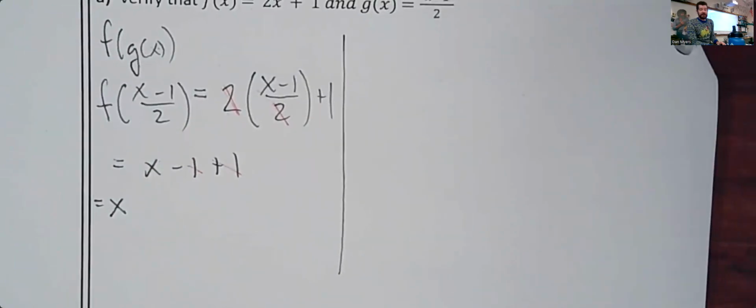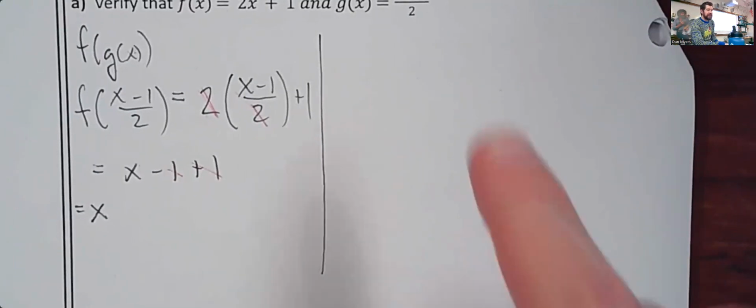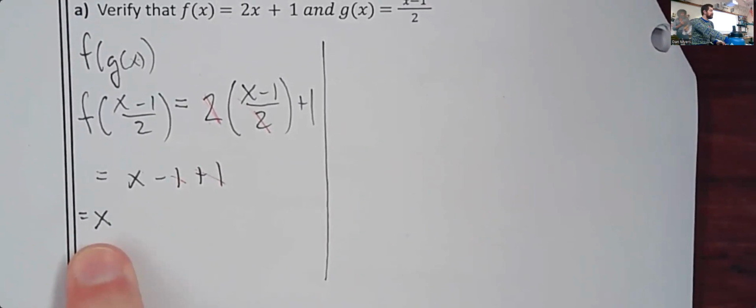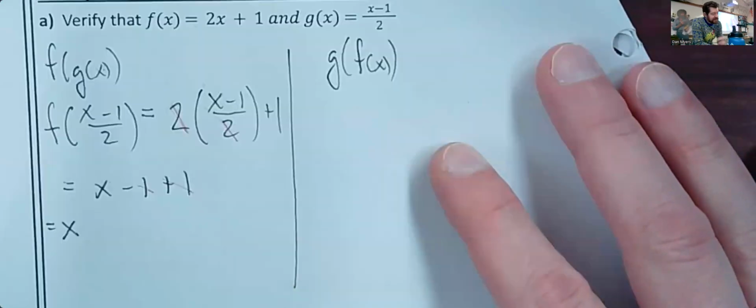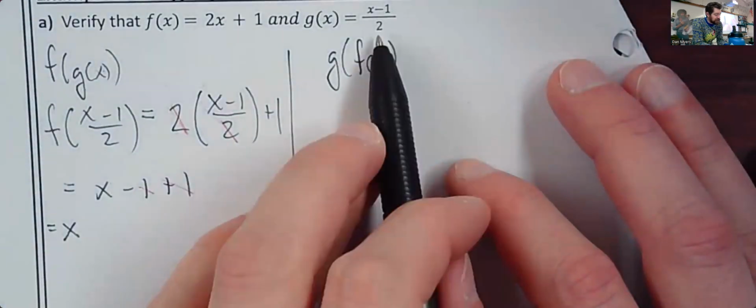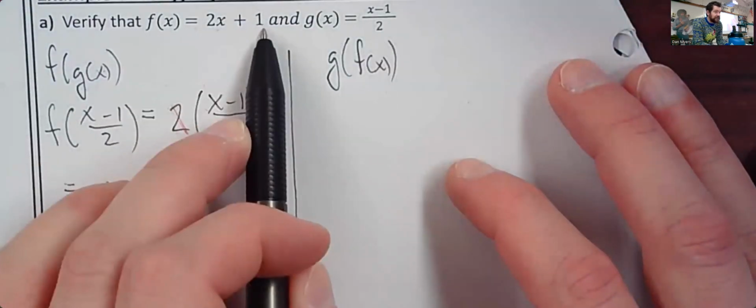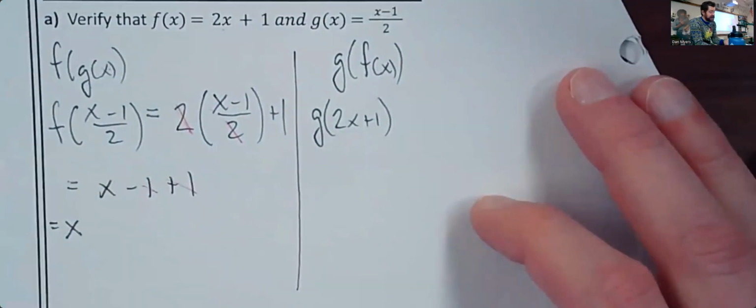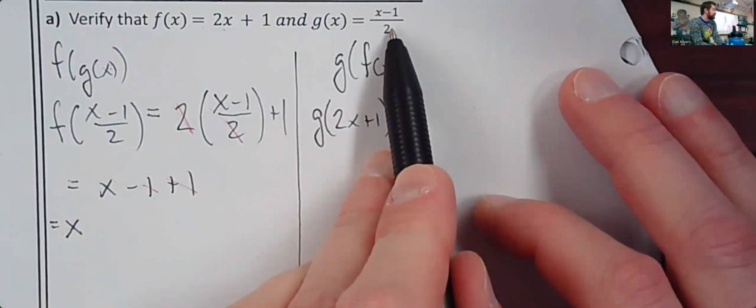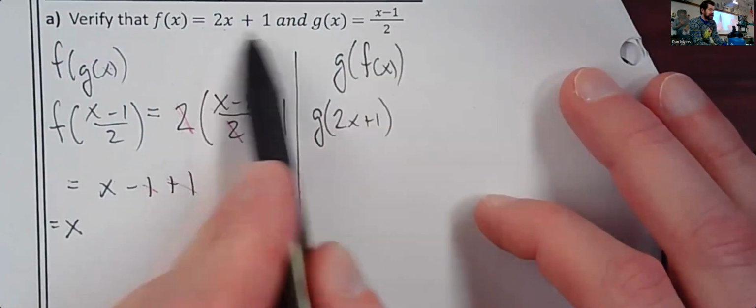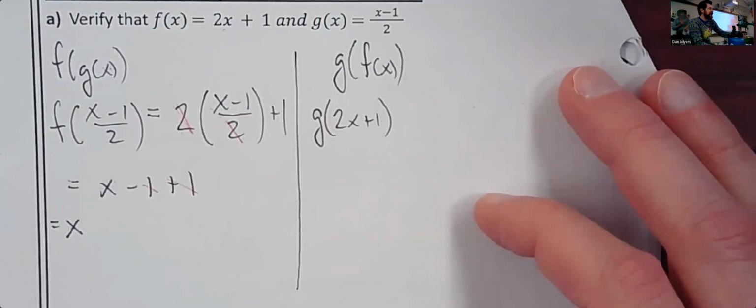All right, now over here, if these are inverses, then g of f of x should also give us a value of x when we're done with that. So here's g of f of x. This time, instead of plugging in x minus 1 over 2 for x, we're going to plug in the function for f in for x. So this will be g of 2x plus 1. So everywhere we see x in this function here, we're going to plug in what f is, which is 2x plus 1. So it's substitution. We're substituting a lot, and then we're doing some algebra.